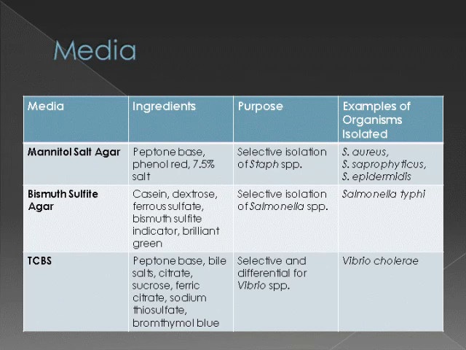Bismuth sulfite agar contains casein, dextrose, ferrous sulfate, bismuth sulfite as an indicator, and brilliant green. This one is selective for Salmonella species, and an example of a Salmonella species that would grow in there would be Salmonella typhi. Then we have TCBS agar. This one contains peptone, bile salt, citrate, sucrose, ferric citrate, sodium thiosulfate, and bromothymol blue. And this is selective and differential for Vibrio species. So organisms such as Vibrio cholerae will grow on this agar.